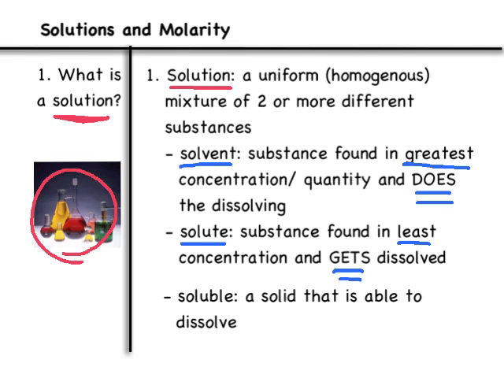So if we have a solution of salt water, sodium chloride that's been dissolved in water, the solvent is the water because the water is the one that does the dissolving, and it's usually going to be the one in greater concentration. Now the salt is what we call the solute because that's the thing that gets dissolved to make the solution. So if it's getting dissolved, it's called the solute, and the solute's always found in lower concentration than the solvent.